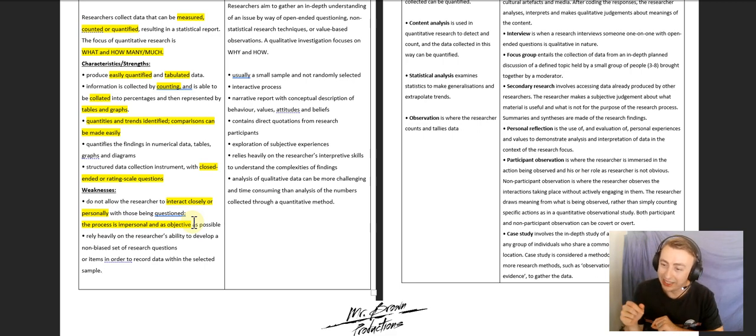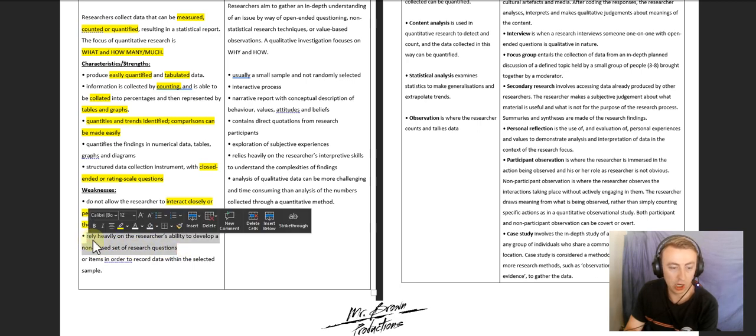But that can also be a weakness because a lot of the times, whilst you might hear the saying the numbers don't lie, the numbers can lie. It really depends on how you interpret it and the reason why behind that number exists. That's really important too. Understanding what we would call the subjective reason behind things, the why, is really important too, and that can be a weakness of quantitative research. The last one as well is it really relies heavily on the researcher's ability to develop a non-biased set of questions or items to record data with.